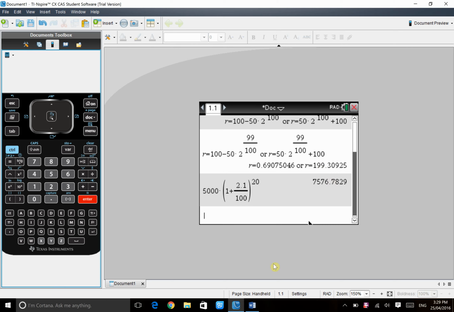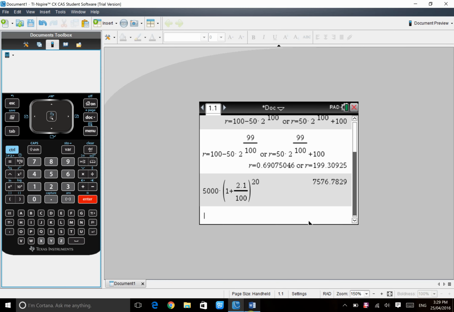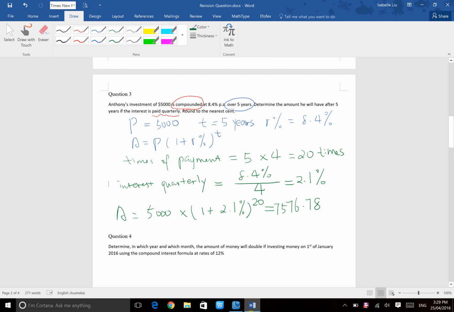7,576.78. So the amount available after 5 years will be 7,576.78. Okay, we have this value here. Just have a check between the calculator and my answers. Okay, everything's good here.